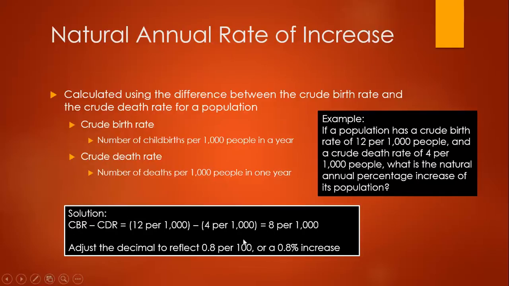Now, it's absolutely possible for this number to be negative. If you have more deaths than you have births, then obviously you're going to wind up with a negative number, so it's actually going to be dealing with a population decrease.